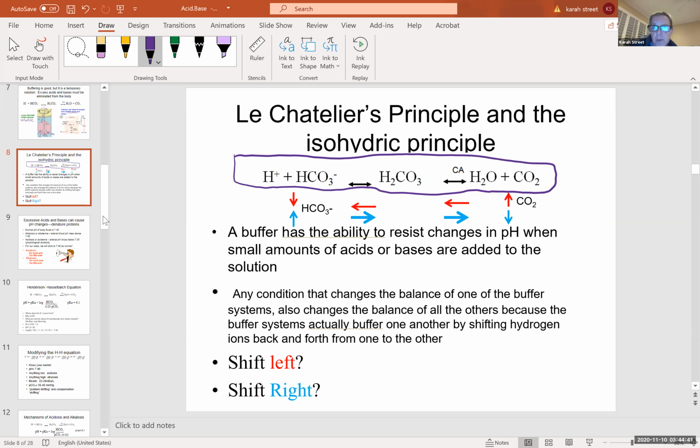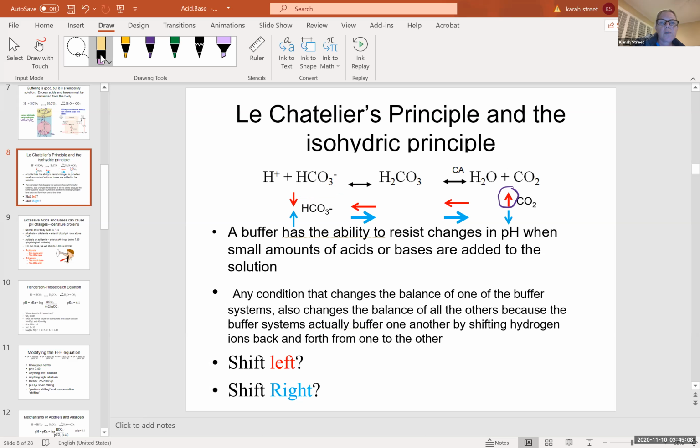That's Le Chatelier's principle with buffers. You're dealing with a buffer system at equilibrium. If you disturb it, let's say you add more CO2, okay? If I add more CO2, then the reaction is going to shift this way to form more hydrogen and bicarbonate. Well, that's a left shift. What's another way I can make a left shift? Another way is if I make the bicarbonate go down. If I make the bicarbonate go down, then the equation is going to shift to the left to fill the void. How can I do a right shift?